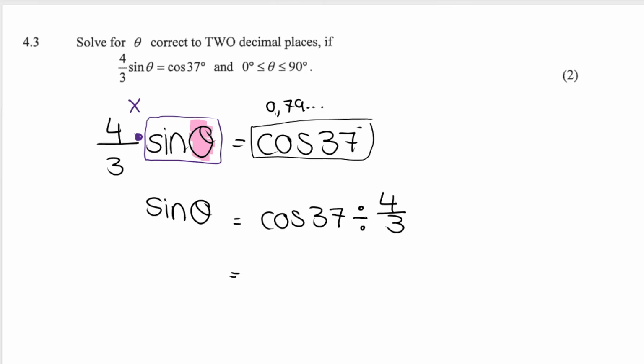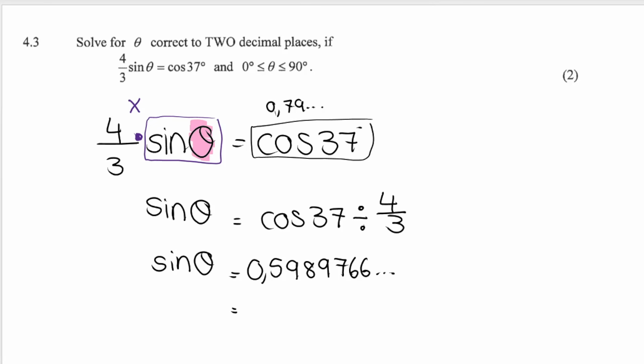So cos 37 divided by 4 over 3, and you should get this really long answer that we're not rounding off yet. We get 0.5989766, and so on. We still haven't gotten theta by itself.